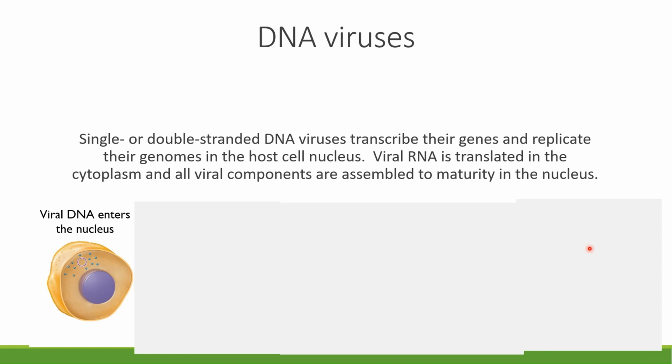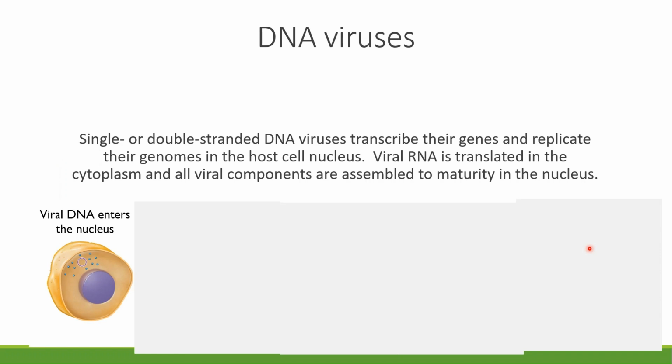All right. So I said that depending on the type of nucleic acid they have, these viruses are going to have different methods of their life cycle. Although they're all going to be the same basic steps, the way they do their transcription and translation really is going to vary between the two of them. So single or double-stranded DNA viruses will transcribe their DNA to RNA, right? Their genes into RNA or mRNA, and then those mRNA signals can be sent to the ribosome to make the genes necessary. But viral RNA is translated in the cytoplasm, and all viral components are assembled to maturity in the nucleus. Whereas that's not the case with viral DNA. You are going to have to convert that, and you're going to have to do DNA replication there.